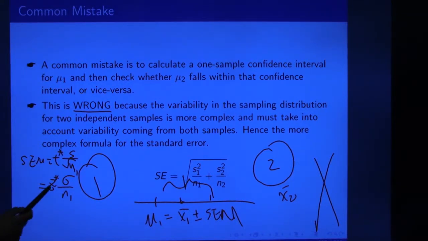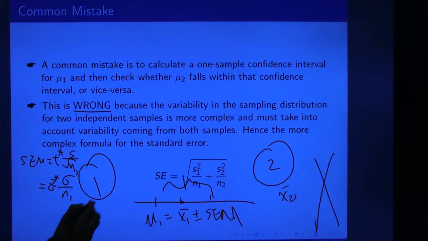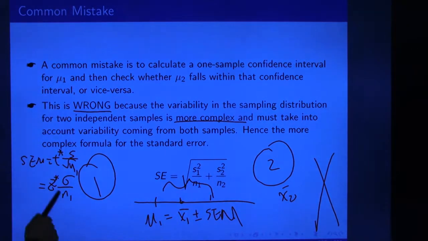But we do not consider the variation of the second population or the second sample. So this method is too simplified to solve this. Our 2 sample problem is much more complex than this simple method. So this simple method is not correct. We cannot use this method.